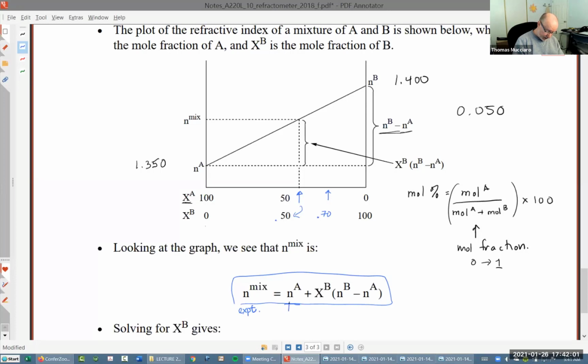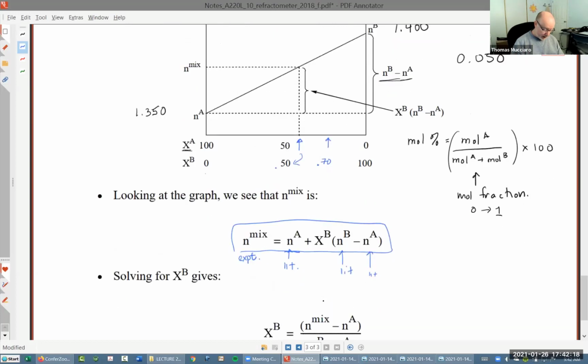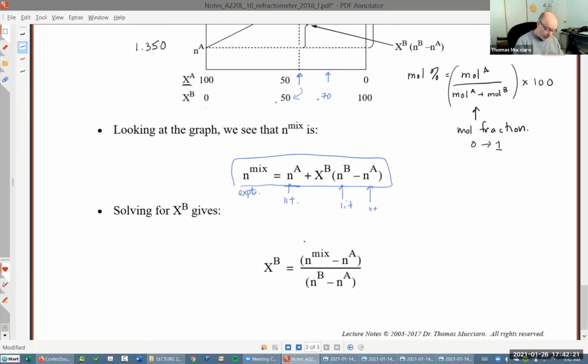We would know these from the literature. It's the same as the first one. The only thing we wouldn't know would be the mole fraction of B. So we would just substitute in, solve for x of B, and then that would be our mole fraction. What we can do is manipulate this algebraically, which I've gone ahead and done. You basically just subtract n of A and then divide by this, and you get this formula here.